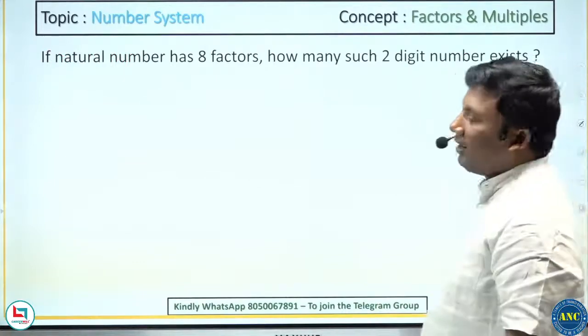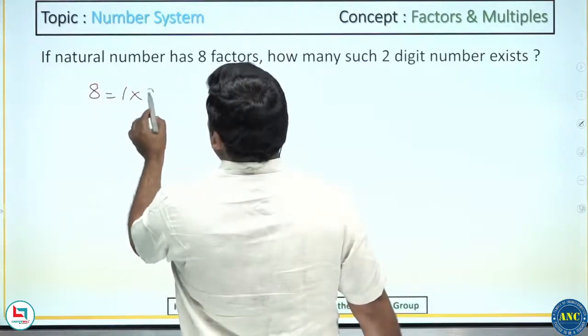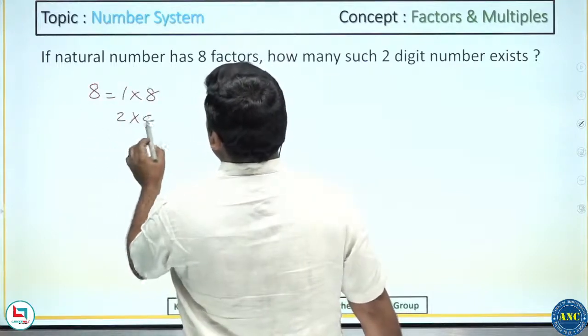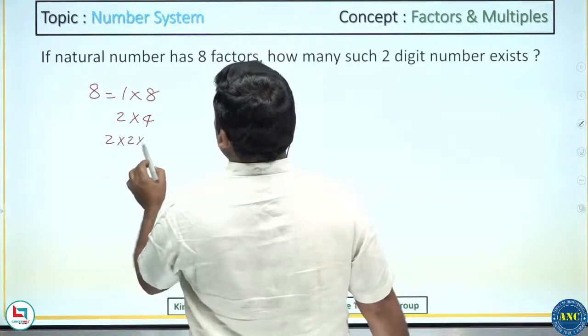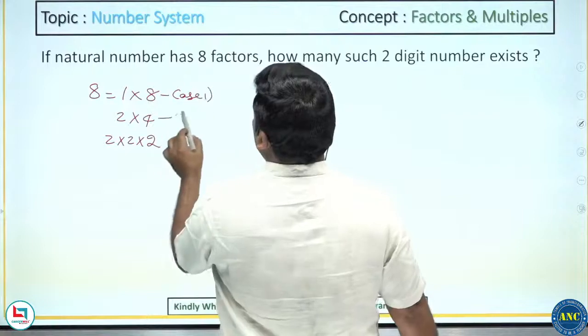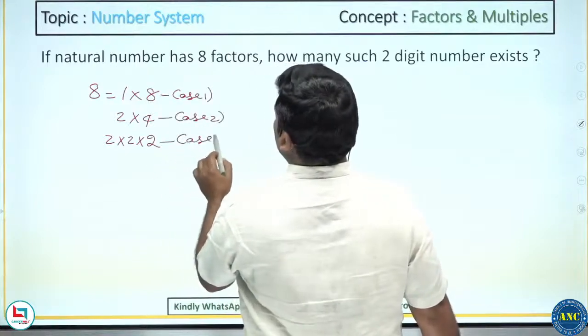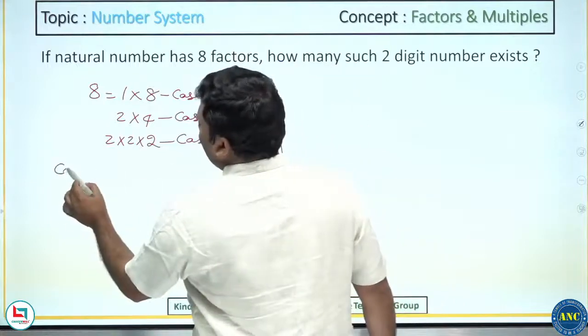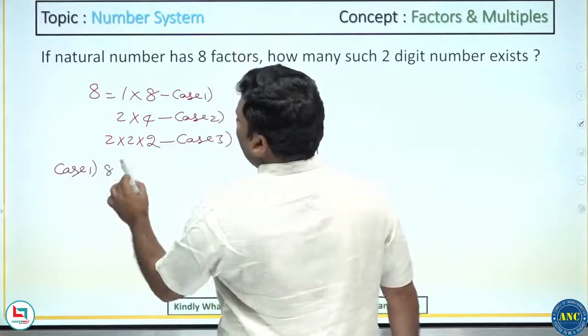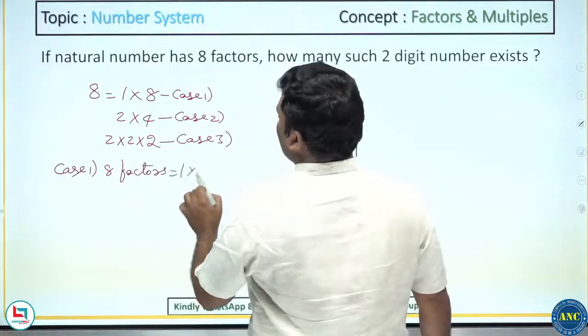If a natural number has 8 factors, it is 1 into 8, 2 into 4, 2 into 2 into 2. Let me take it as case number 1, case number 2 and case number 3. One by one we will do. Case number 1, 8 factors means 1 into 8.